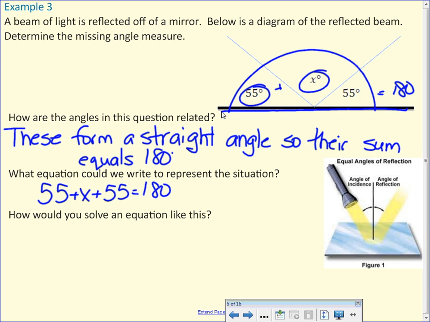But before I go ahead and solve, what should I do before I solve? Right, what do we get? So 110 plus x equals 180. So go ahead and solve that algebraically.